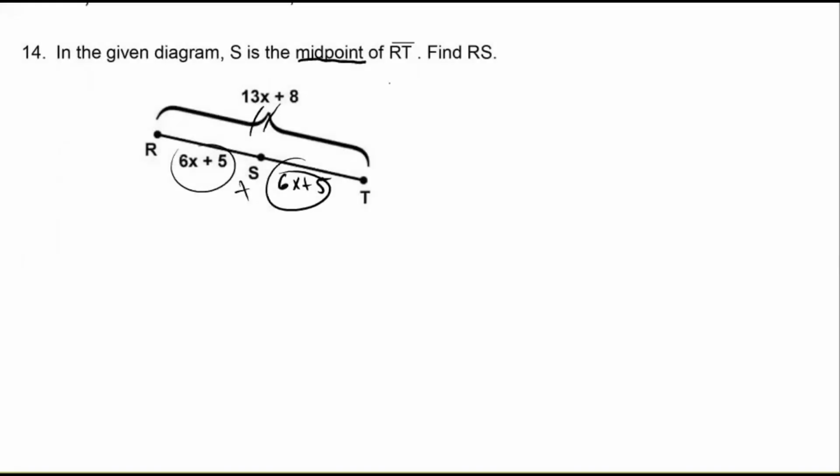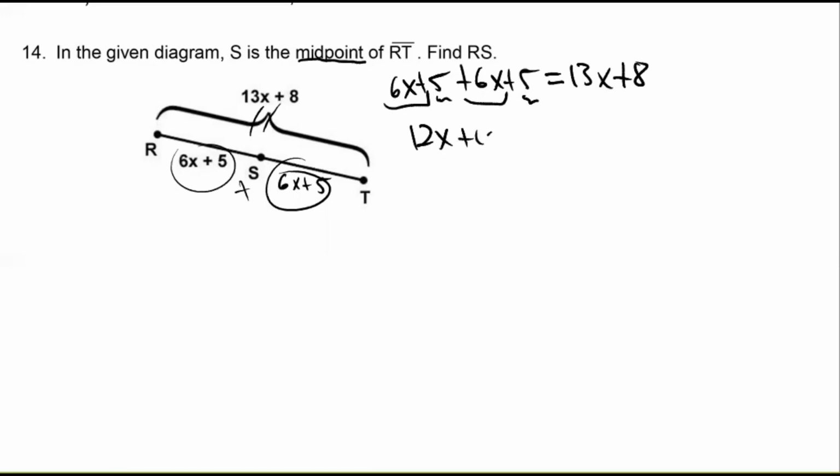So I have 6x plus 5 plus 6x plus 5 equals 13x plus 8. And now you combine like terms. So you have your 6x plus 6x, which is 12x, and 5 plus 5. Combine your numbers, it's 10 plus 8. Now always get rid of the smallest x first, because if you do it the other way around, you're going to get a negative, and that's just an extra step that you don't want to do.